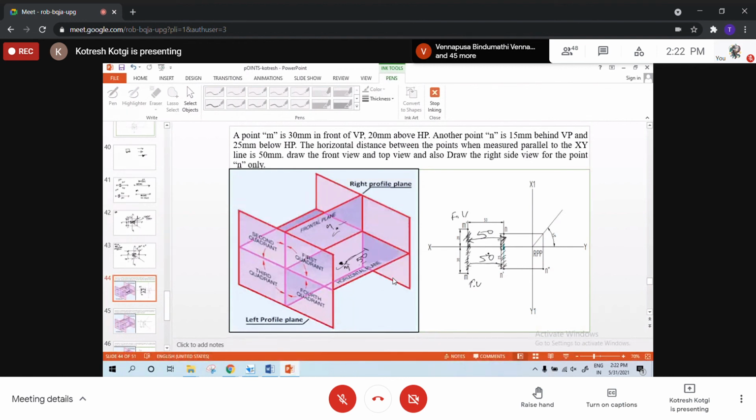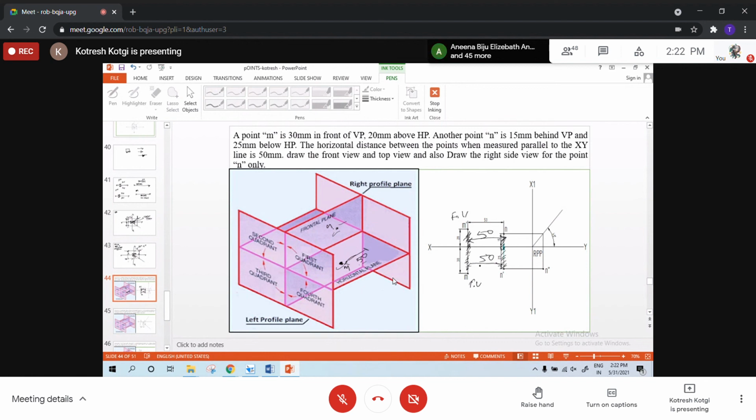The distance between the point M and N measured along XY line, it is 50. That also will give the same meaning. You're getting my point? Now, see, I have written M towards my left, N towards my right. I can interchange it. I can write N towards my left, M towards my right. Even if you interchange, the final answer will not change.